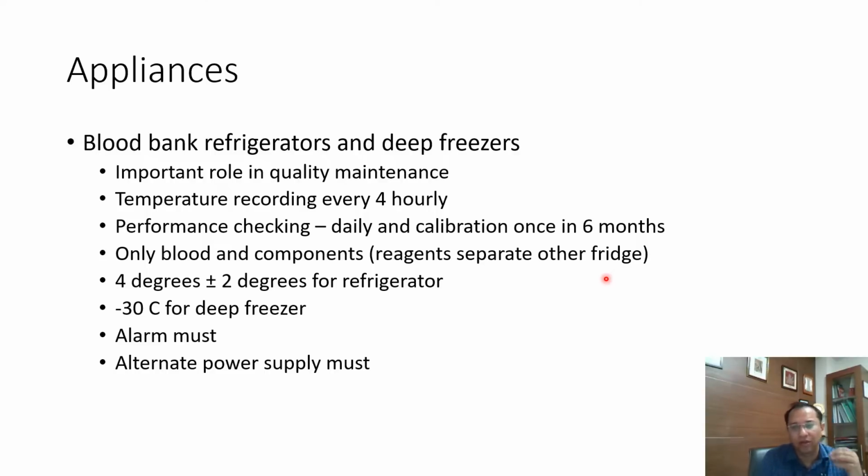You can't keep reagents and other material in them, and sometimes it's blasphemy if you keep food or any eatables in it. So you keep only blood and blood components in the blood bank refrigerator and deep freezers. It is 4 degrees Celsius plus or minus 2 degrees for the refrigerator and minus 30 degrees Celsius for the deep freezer. You should have an alarm if possible.